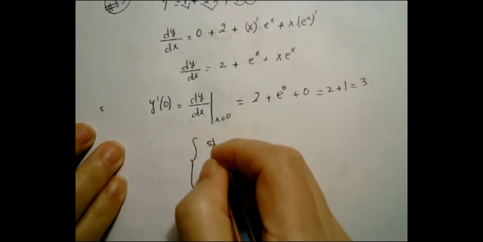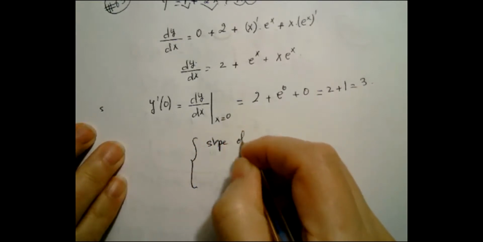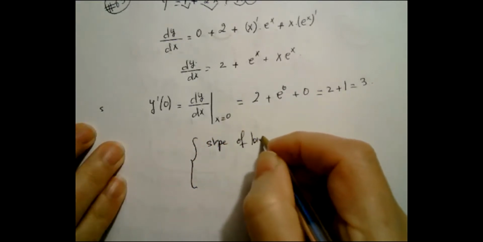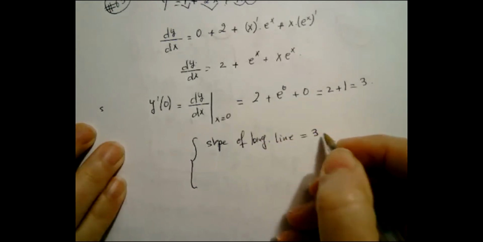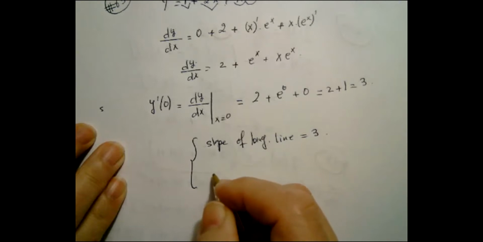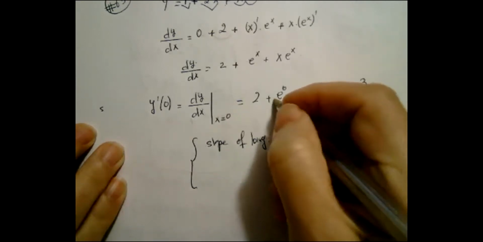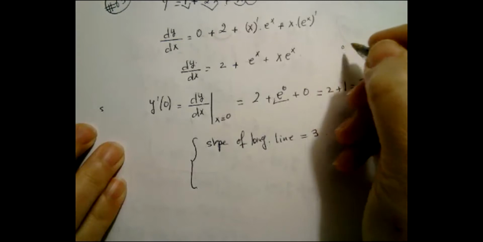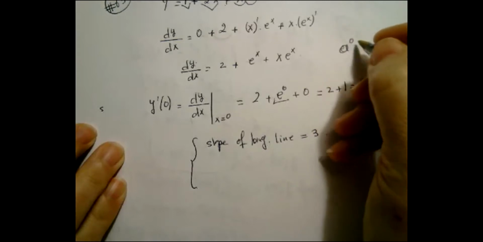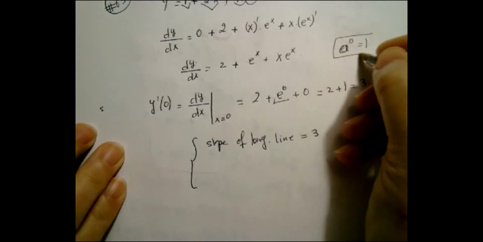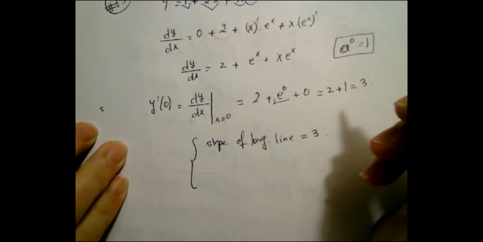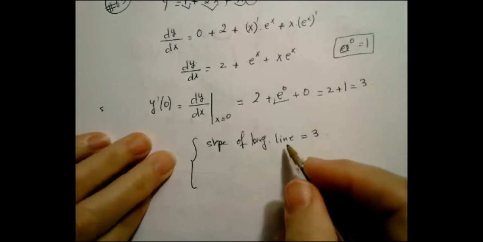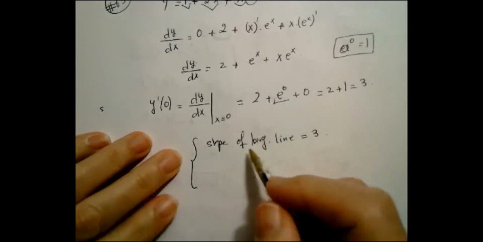So now I have two things. The slope of the tangent line. I have a question. I'm listening. Where'd you get the 1 from? E to the 0. Anything to the power 0 is 1. Oh, okay. Any number to the power 0 is 1. Okay. Thank you. Are you with me? Yeah. So slope of the tangent line is 3.